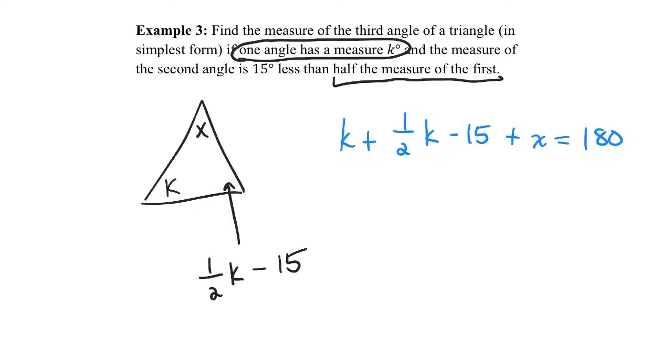What might it be useful for me to write at the very beginning of this problem? A let statement if I want to. But because I have a diagram, the diagram is indicative of my let statement already. Do you remember let statements? No? Okay, so this is called a let statement, ready? Let X equal the unknown angle. Let K equal angle 1. And then as a result of X and K's definition, angle 3 is half of the first angle minus 15.